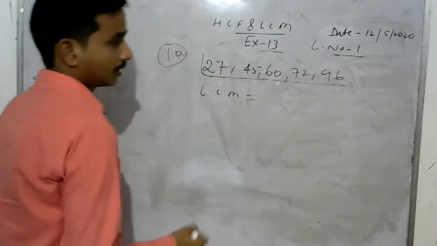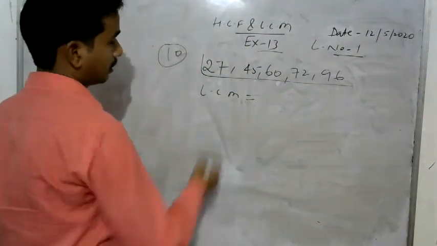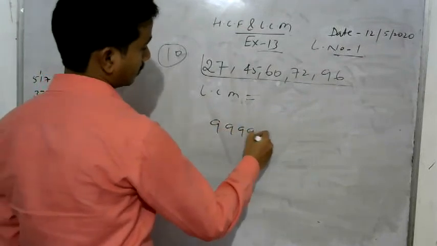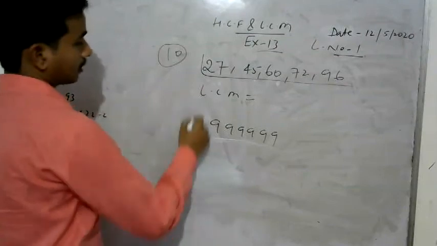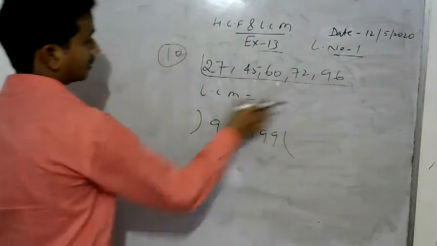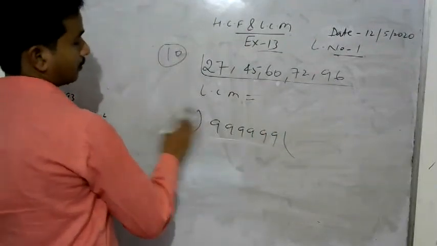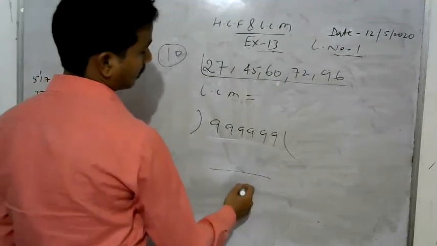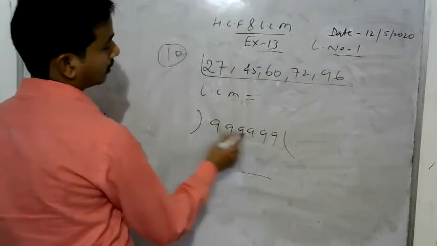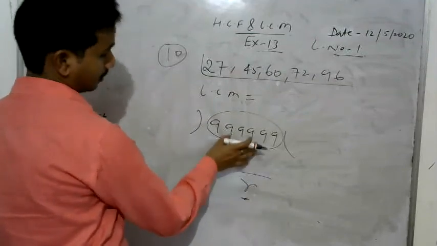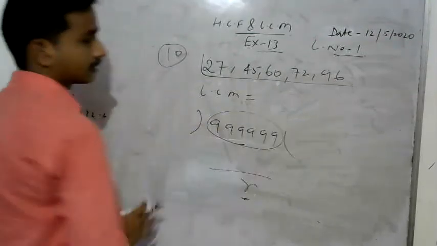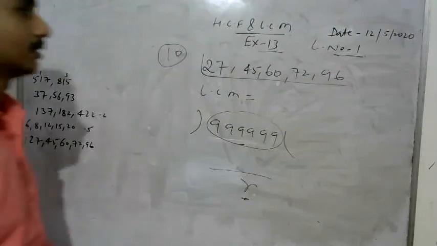LCM, okay? And whatever the LCM you are getting, divide the greatest 6-digit number by it, and whatever remainder you are getting, just subtract that remainder from the greatest 6-digit number. Then you will get the answer.